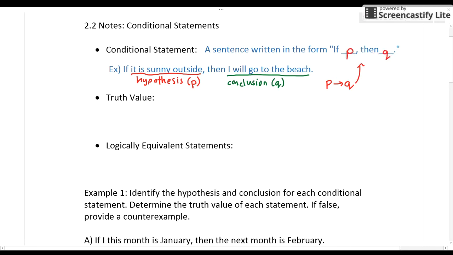All right. I also want you to think about making sentences into conditional statements. So we'll get into that in a little bit, actually. So I will pause right there with that.